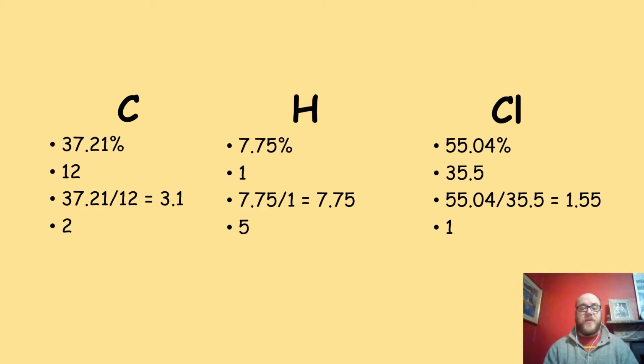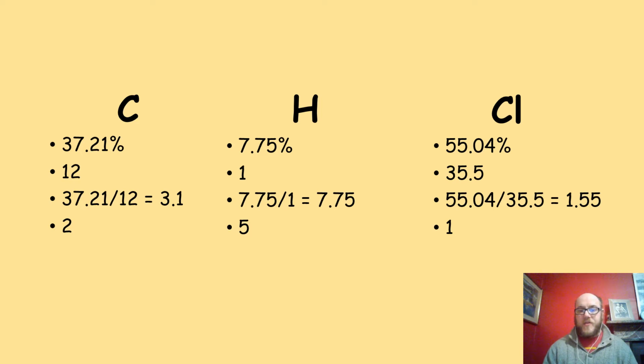Hydrogen, we do exactly the same. We're told we have 7.75% hydrogen. So we have the relative atomic mass of hydrogen, which is 1, and that gives us 7.75 divided by 1, which of course is just 7.75. Chlorine then, we're told we have a whopping 55.04% of chlorine, and the relative atomic mass of chlorine is 35.5. So you divide the percentage by the relative atomic mass, 55.04 divided by 35.5 gives me 1.55.